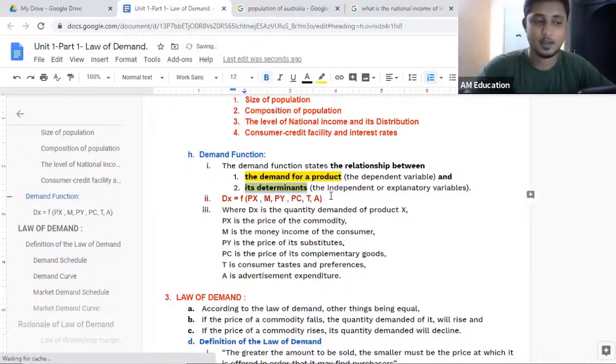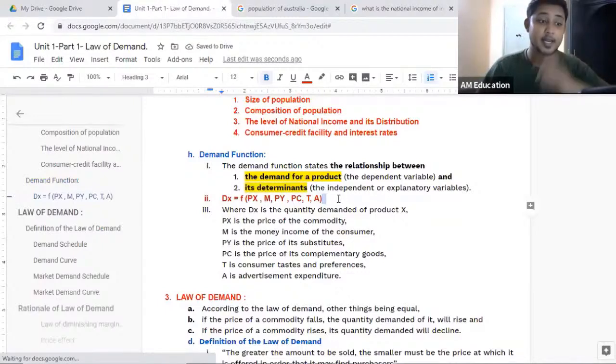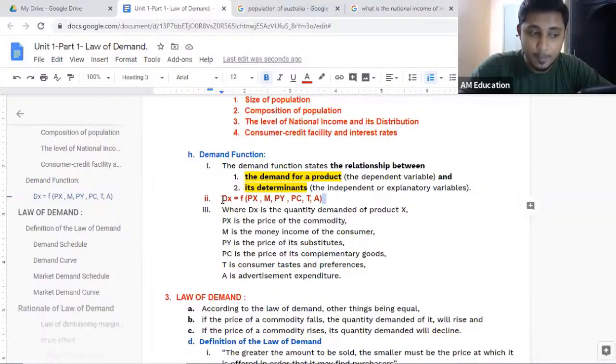So the demand function is telling the relationship between the demand for a product and its determinants. The demand for a certain product is nothing but the function of the price of the commodity, the money income the consumer has, the price of the related substitutes, the price of the complementary goods, tastes and preferences, and here something else is added, advertisement expenditure.